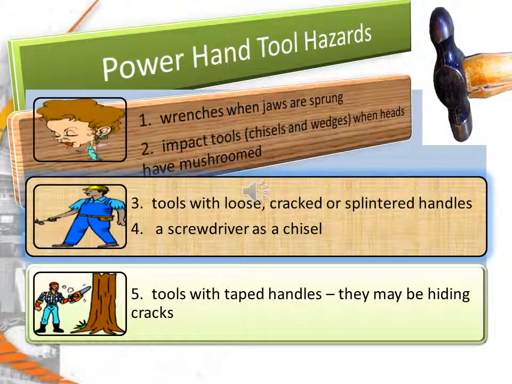Power hand tool hazards include wrenches when jaws are sprung, impact tools, chisels and wedges when their heads are mushroomed, tools with loose, cracked and splintered handles, using a screwdriver as a chisel, and tools with taped handles because they may be hiding cracks.